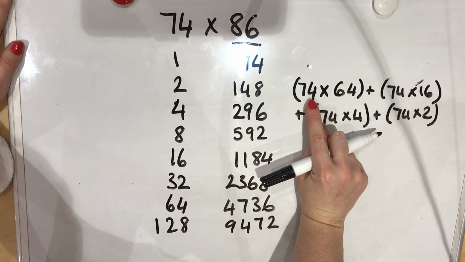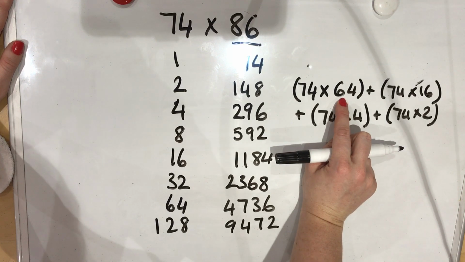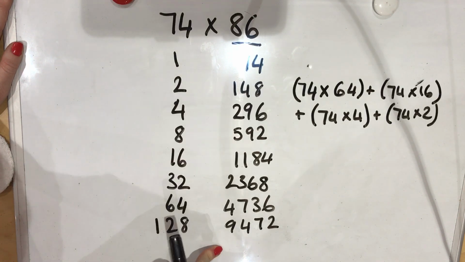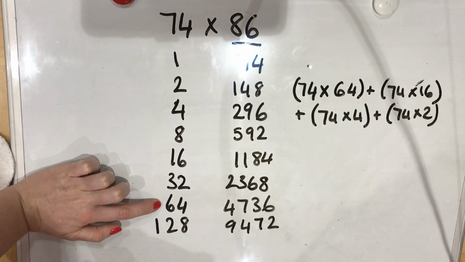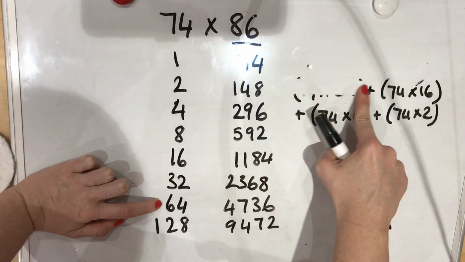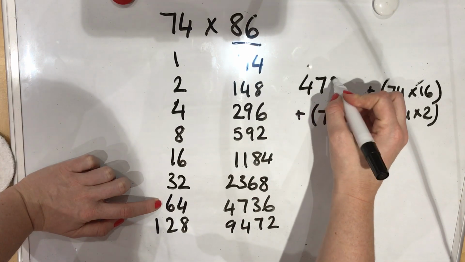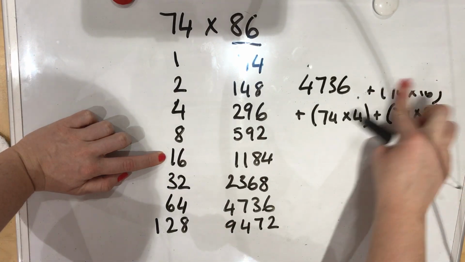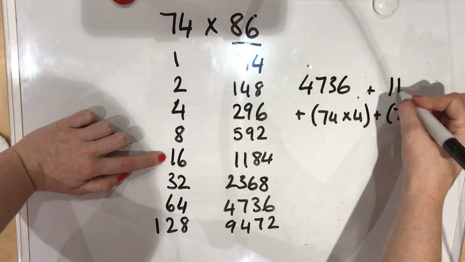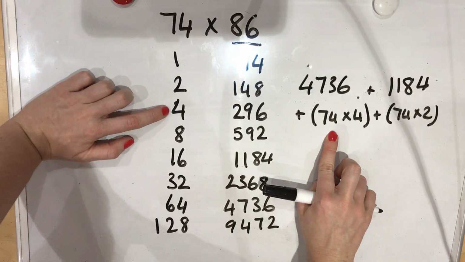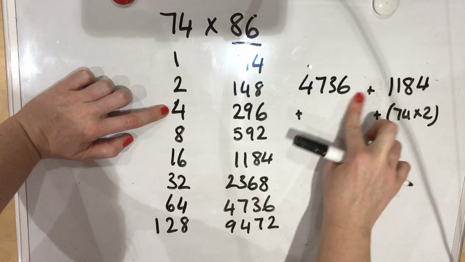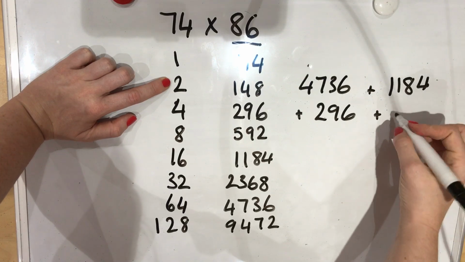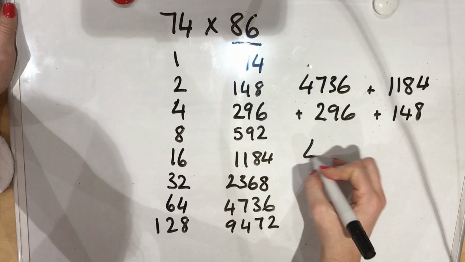And now, instead of having to try to work out 74 multiplied by 64, I've actually already done it, because these are my 74 times tables, and I've got 64 multiplied by 74. So I can swap that for 4,736. Then 74 multiplied by 16, I can swap that for 1,184. 74 multiplied by 4 will be 296. And 74 multiplied by 2 will be 148. Then I just need to use my column addition.